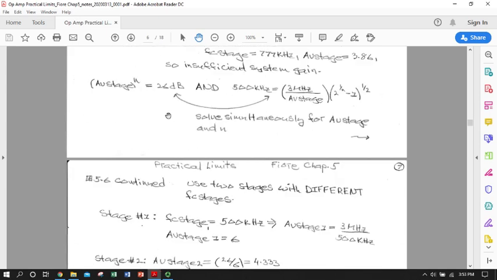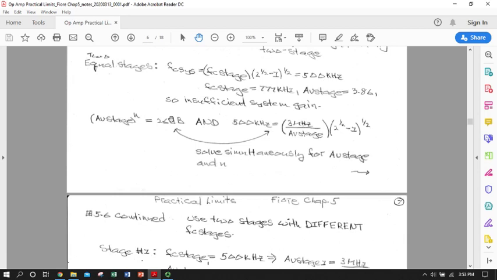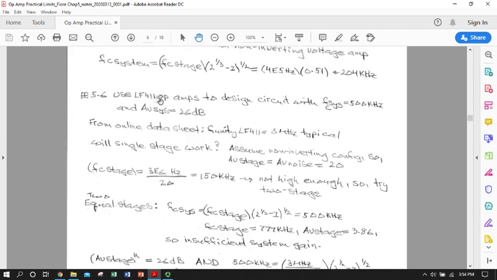So I think this is the last example for this type. This is example 5.6 of Fiore. We get a different op amp, the LF411 op amp. Somebody wants to design a circuit and they need a system upper break frequency of 500 kilohertz and a system gain of 26 decibels. So they need a pretty good amount of both.